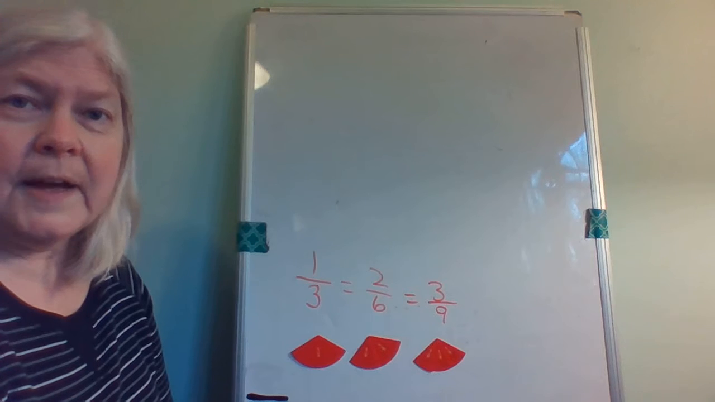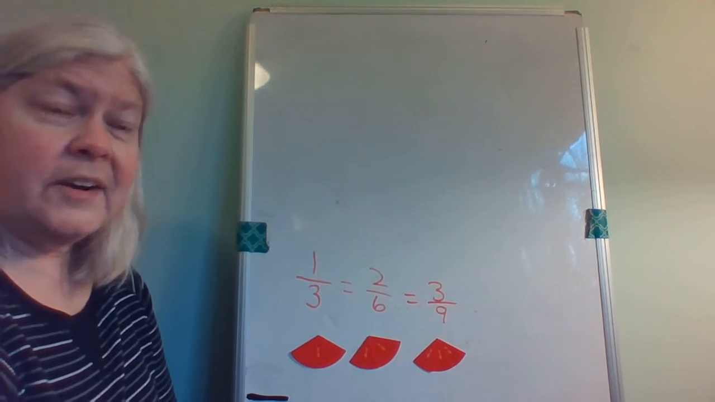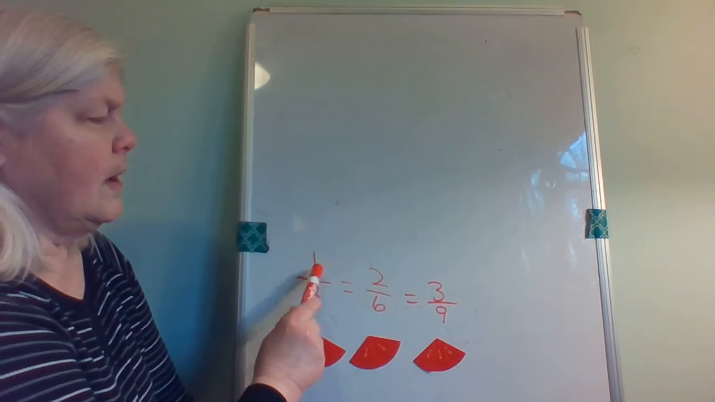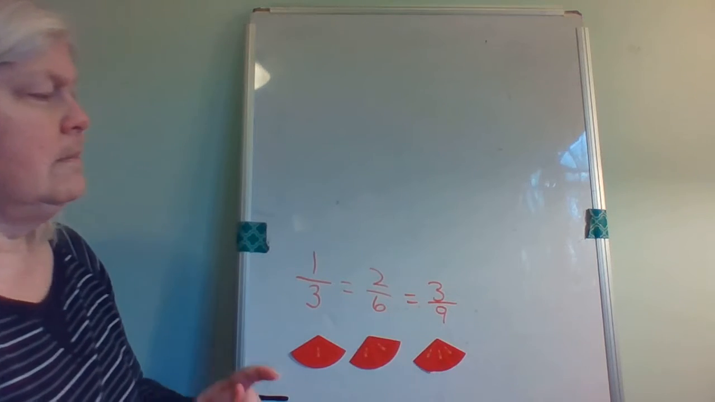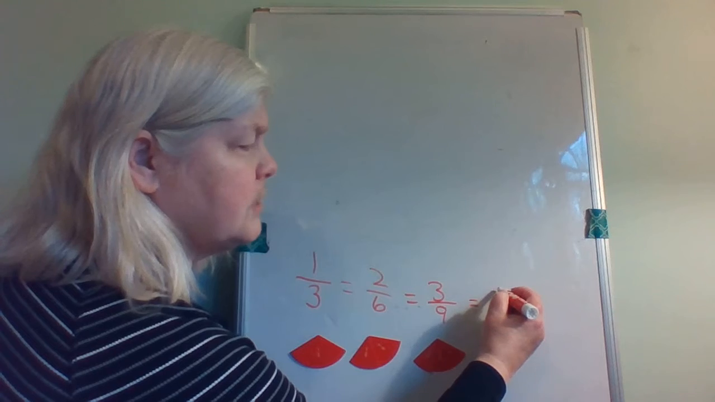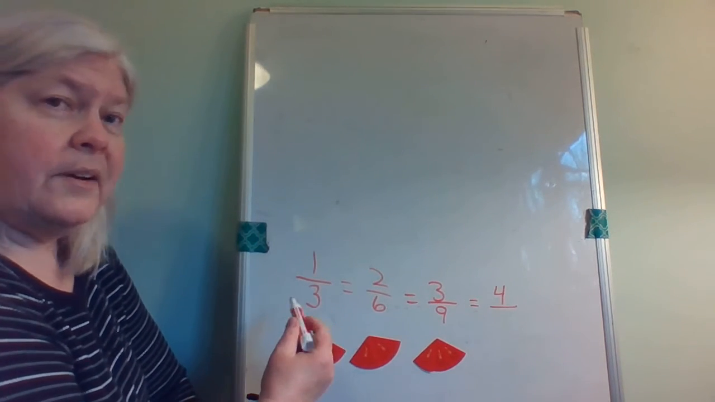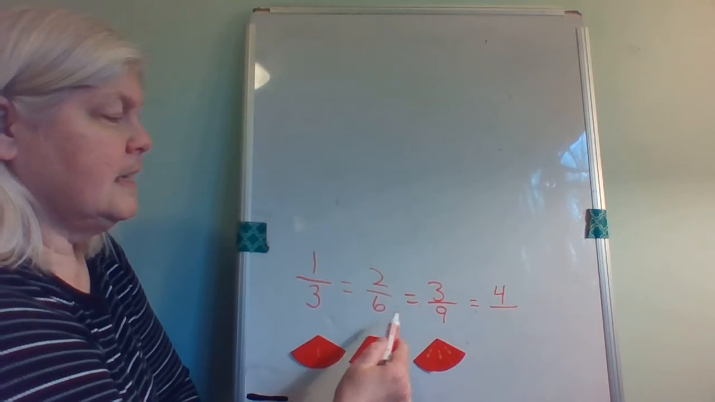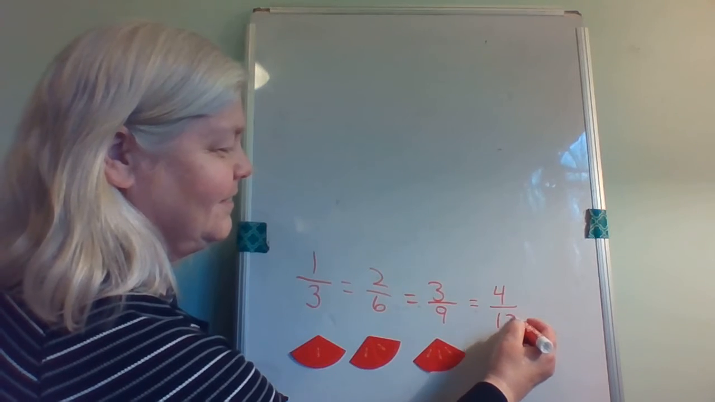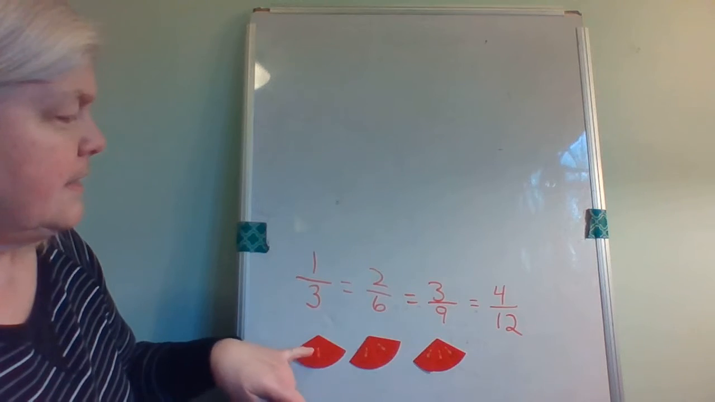So I wanted to show you how to find that next fraction just by looking at the patterns. The patterns of our numerators. Notice our numerators are going 1, 2, 3. So if we can follow patterns to find equivalent fractions, the numerator of our next one should be 4. How about the denominator? See a pattern there? 3, 6, 9, 12. If we had 12ths and if we had 4 of them, they would be the same size as all of these.